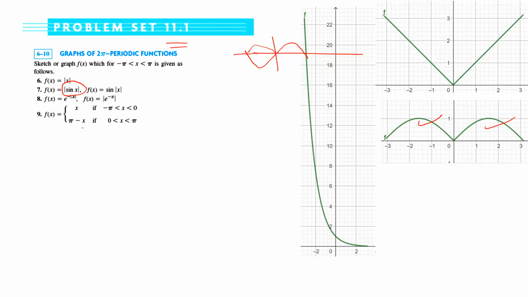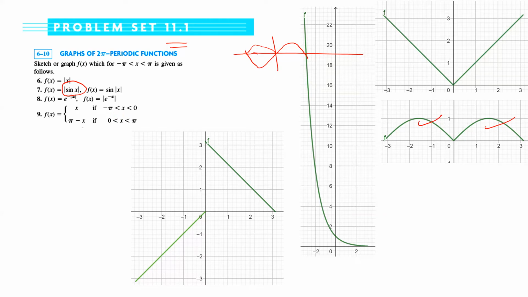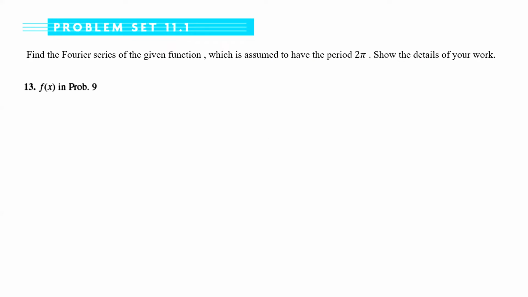Similarly, we have the function in question number 9. f(x) is equal to x when x lies between minus pi and 0, so from minus pi to 0 it has this graph, and from 0 to pi it has this line, which is pi minus x. Find the Fourier series of the given function, which is assumed to have period 2 pi.